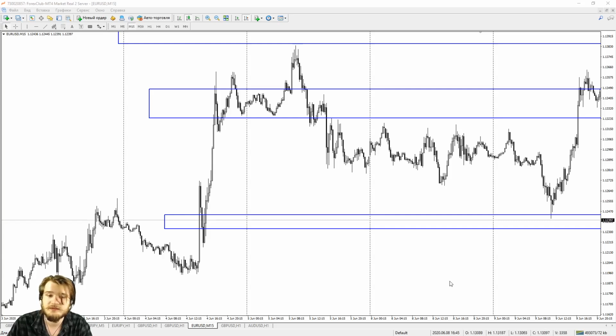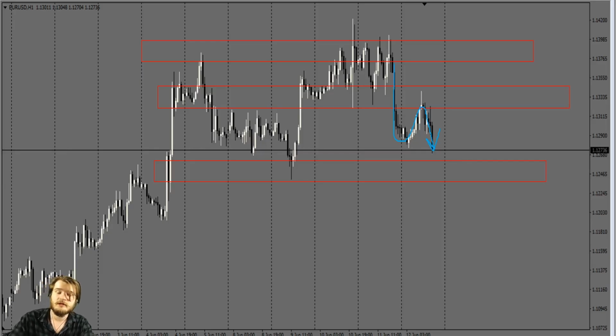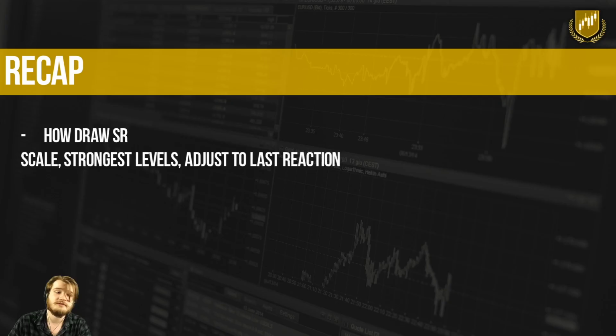Very simple to understand. Okay, so that was that, right? Now, before we finish, let's recap. Okay, so first thing you do is you draw support and resistance, right? So you zoom out, you make sure the scale is correct, you find the strongest levels, and then you adjust them to the latest reaction to make sure that the current price can react correctly to them. Okay, that's how you draw support resistance.